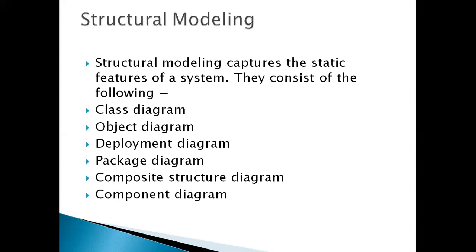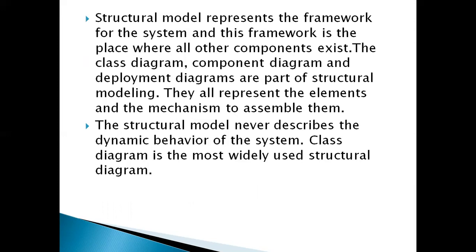What is structural modeling? Structural modeling defines the static nature of the system. It consists of class diagram, object diagram, deployment diagram, package diagram, composite structure diagram, and component diagram. Structural model represents the framework of the system. It is a place where all the components exist.